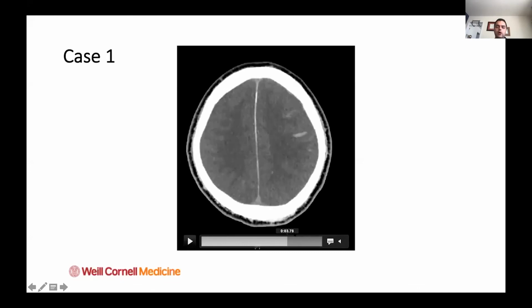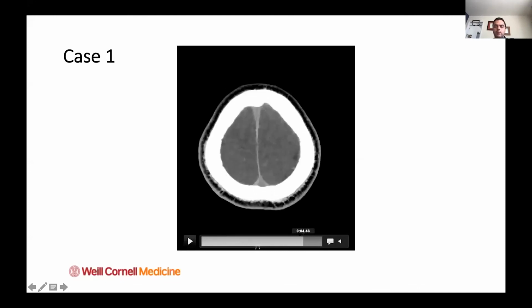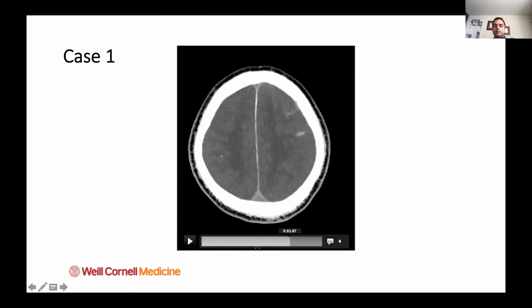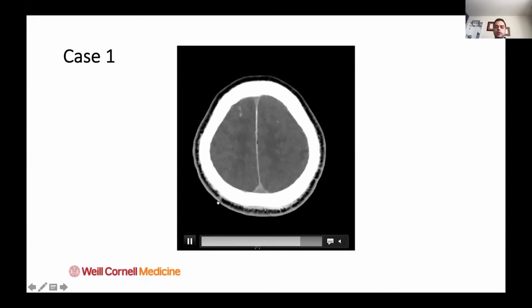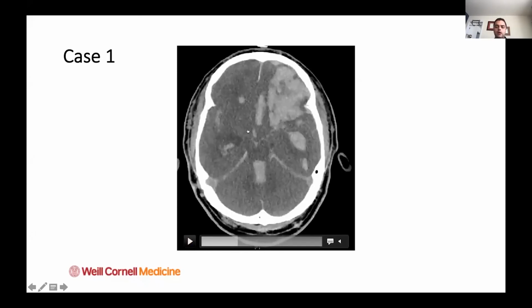Okay, so as I said, I start from the top, I work my way down. I'm looking at the brain architecture. You can already see a little bit of shift towards the right. And remember, when you're looking at imaging, it's like you're looking from the bottom of someone's feet up into their head. So this is the right side of the patient. This is the left side of the patient.